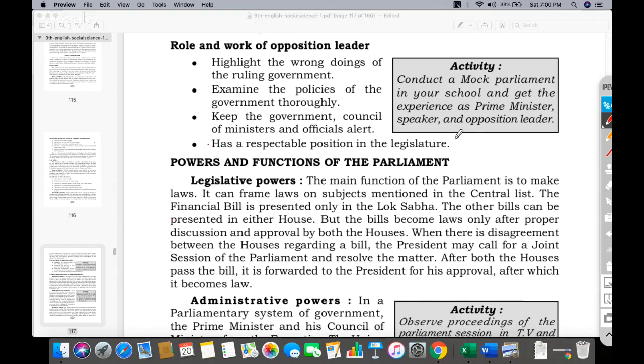Okay. Now, powers and functions of the parliament. Legislative powers. The main function of the parliament is to make laws. Why parliament is there? Parliament, the main function is to make laws. Like, for that matter, I'll tell you, just 2-3 days back, the parliament was discussing the motor vehicle bill. So in that, there were different procedures and policies been discussed, how to avoid the large number of accidents happening on Indian roads.